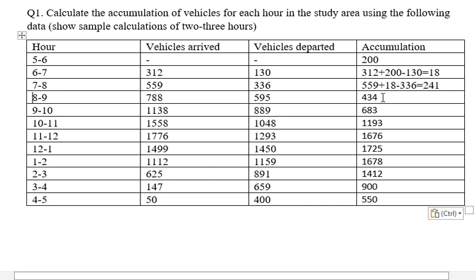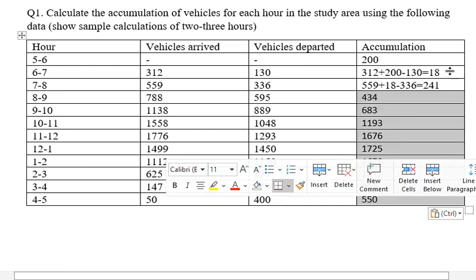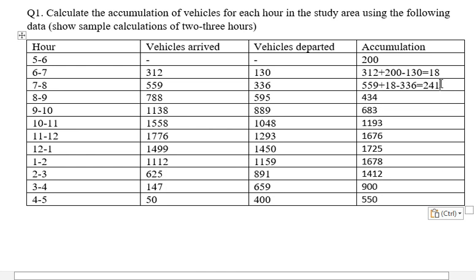In the same way you will calculate the rest of the values. These are the rest of the values just for your record, but they are calculated in the same way. You take the number of vehicles which arrived in your hour plus the number of vehicles which were already there, and minus the number of vehicles which have left in the hour. So the remaining is the number of vehicles existing in the area at the end of the hour.